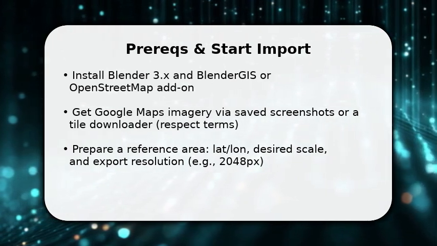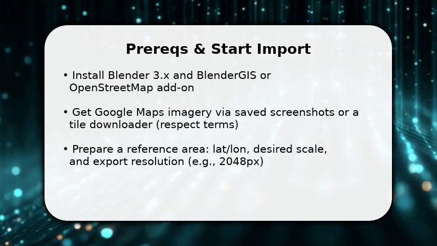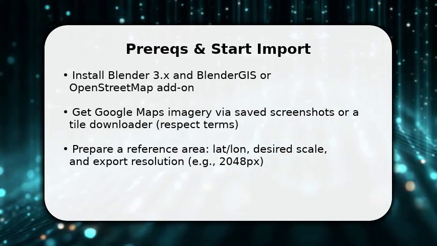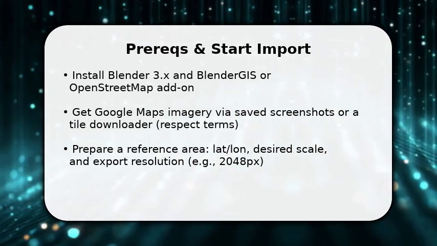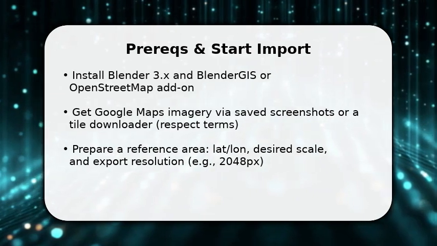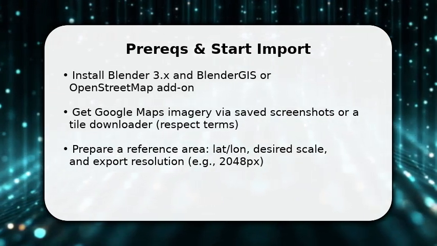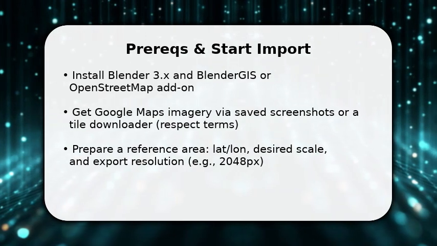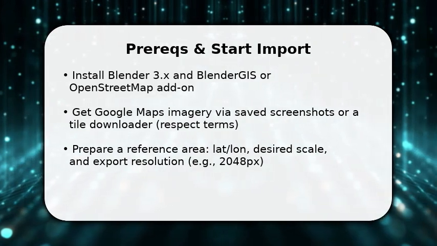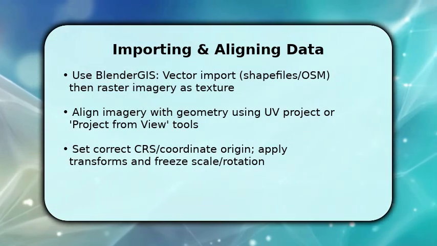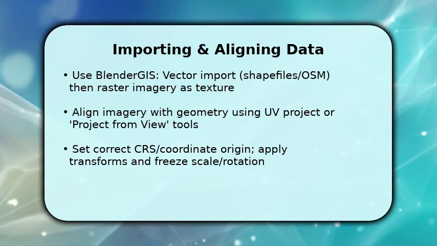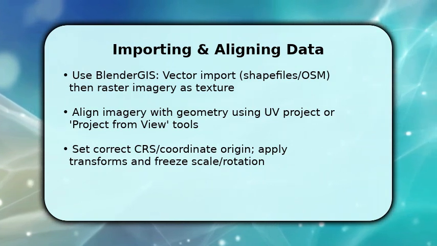Once that's ready, open Blender, create a new scene, and set units and scale to match real-world meters. This avoids later rescaling. Make sure to enable the add-on preferences and the geo-reference panel before proceeding so import options are available. Once done, import vector data, roads, buildings, via the add-on so geometry follows real coordinates.